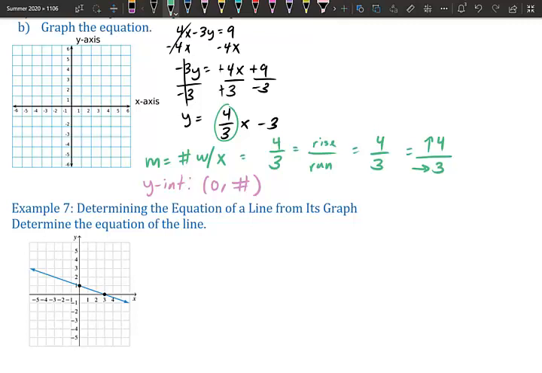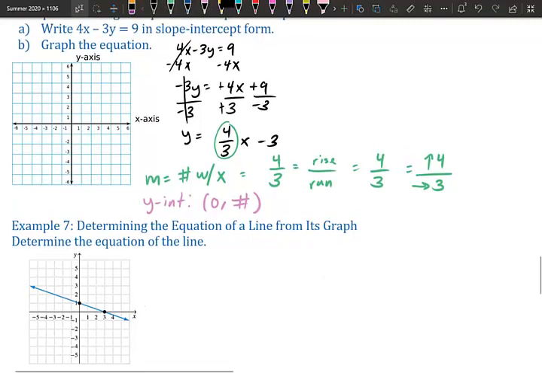Alright, our y-intercept is always 0 and the number, and it's always the number without the x. So the missing one is -3. So our y-intercept is 0, -3. Your y-intercept is always the point you plot first. So 0, -3. We go 0, and then down 3.